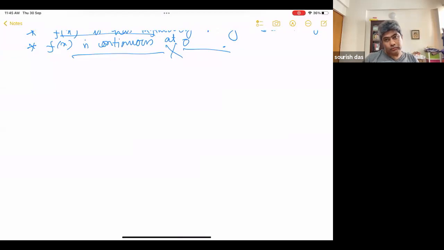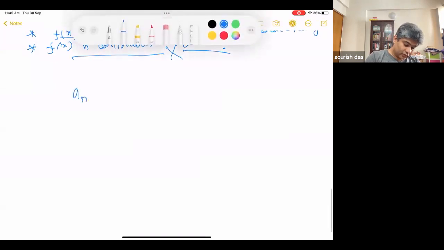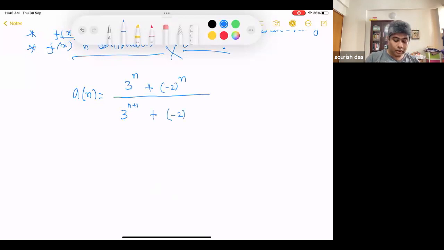So let's look at this. If I just give you (3 to the power n minus 2 to the power n) divided by (3 to the power n plus 1 minus 2 to the power n plus 1). How will you approach this?